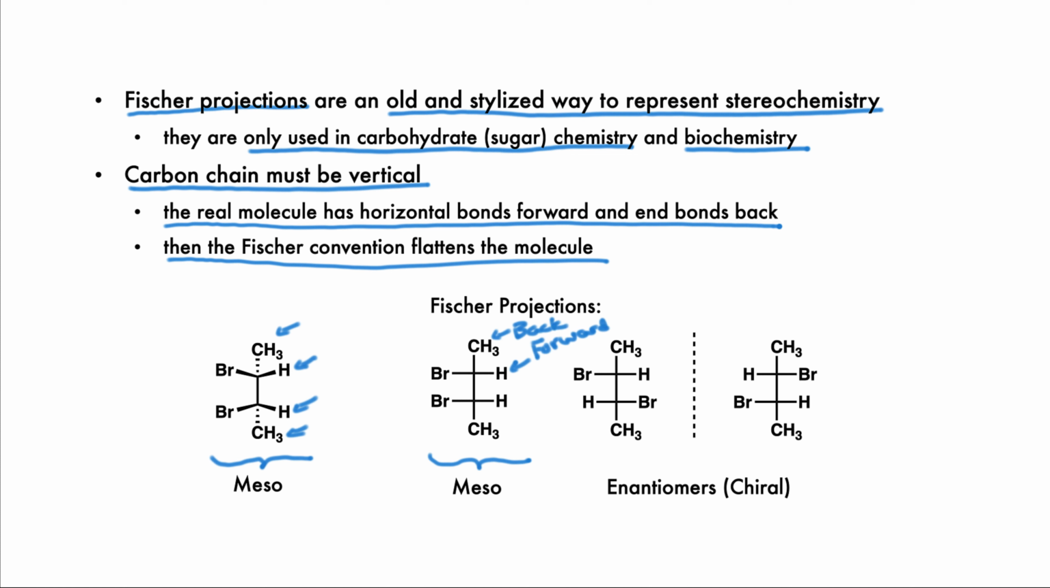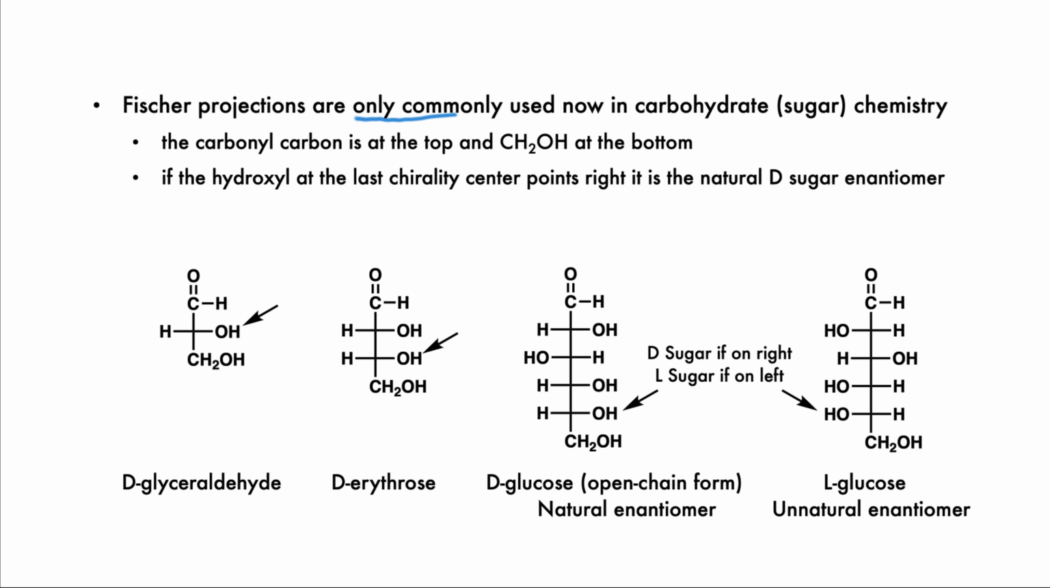They are a rapid way to draw linear molecules with lots of chirality centers, but you have to memorize the conventions to make it work. We can also draw the two chiral stereoisomers of 2,3-dibromobutane using Fischer projections. Recall they are enantiomers of each other. Assigning RS configurations to Fischer projections is difficult, and we won't cover it. Fischer projections are only commonly used in carbohydrate chemistry.